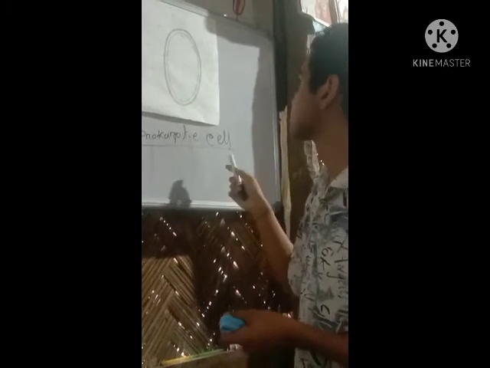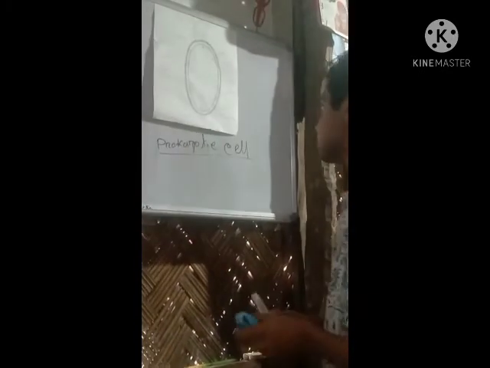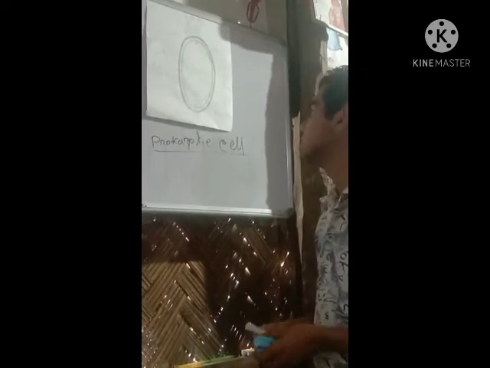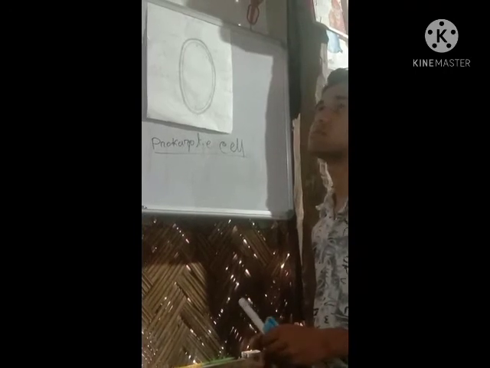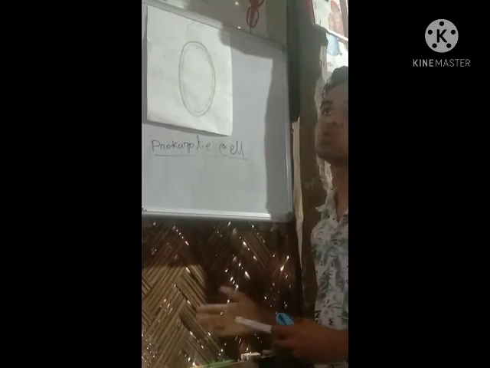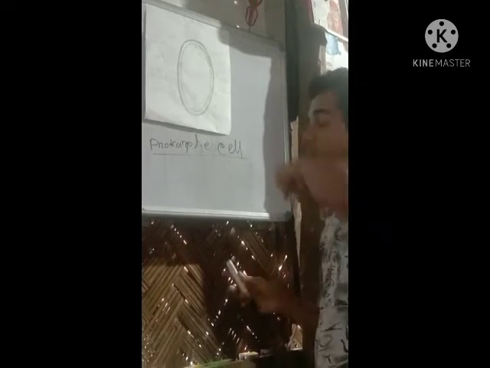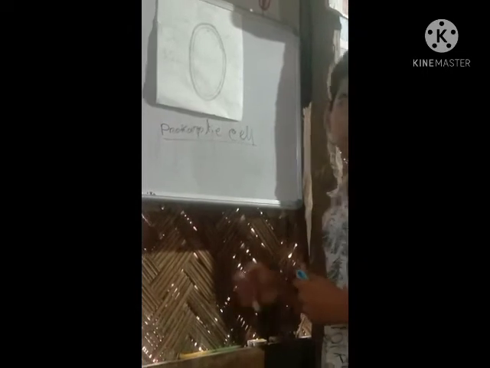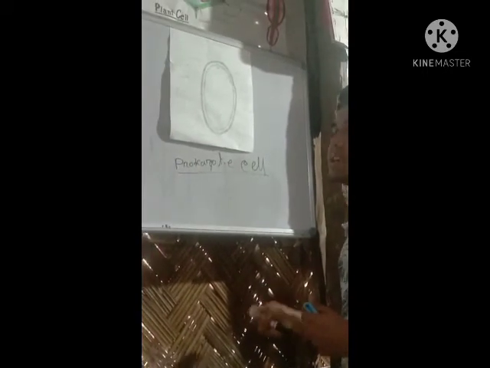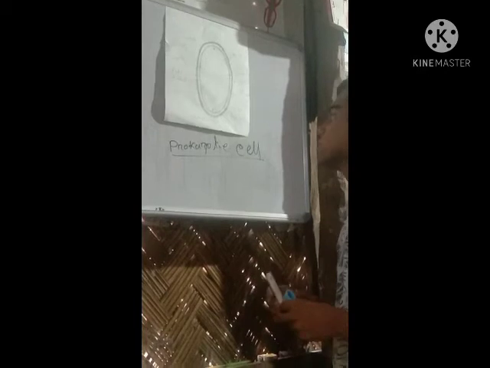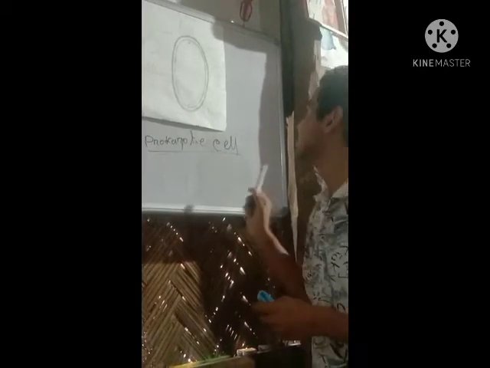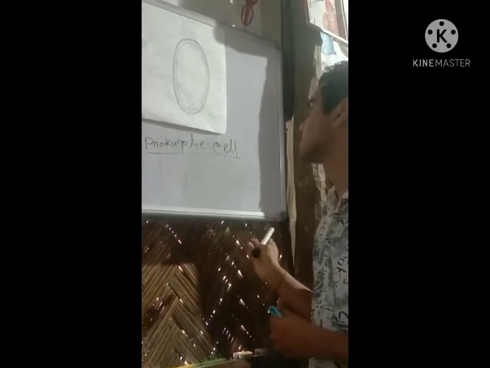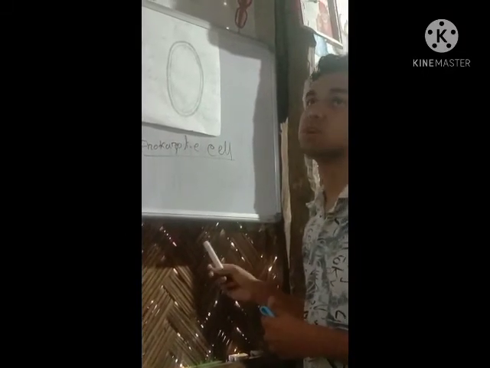Then basal body. The basal body is present at one pole or two poles of the prokaryotic cell. It produces flagella. Flagella are long thread-like structures produced from the basal body that help in movement.